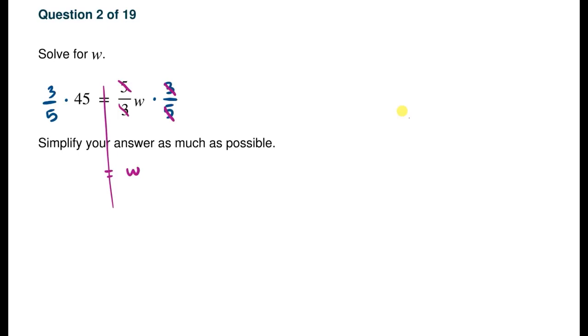On the left side, you can do 45 over 1. We multiply straight across. 3 times 45, 15, 12 plus 1 is 135 over 5. Then we can go ahead and divide this. 135 divided by 5, so that will give me 27. W equal to 27.